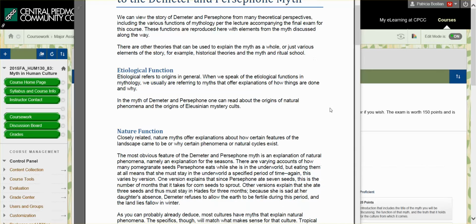The first function on the list is etiological, and etiological just means origins. So this is a large umbrella category. There can be lots of kinds of origin myths. The origins of any kind of natural phenomena like rainfall is an etiological myth. The origins of a specific religious organization is an etiological function. So that term is just a large umbrella term that has to do with anything related to origins.